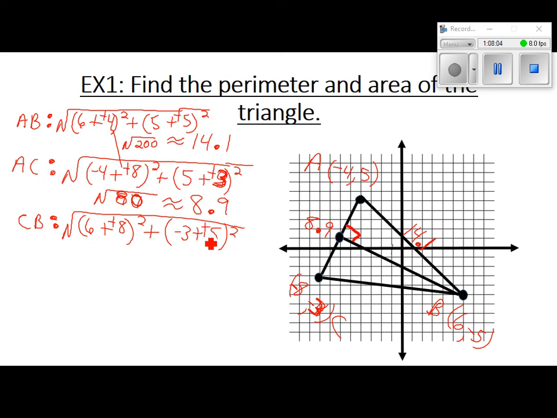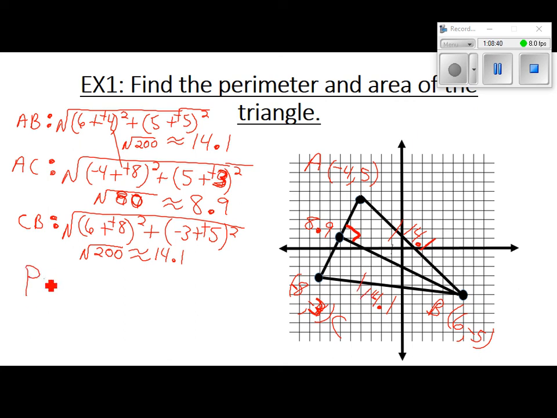Boy, I can't do this one in my head. 14 times 14, 196. So that all comes out to 200? Yeah. What's the square root of 200? We just did it, didn't we? What's that tell you about those two sides? They're congruent. So this side and this side are congruent to each other.